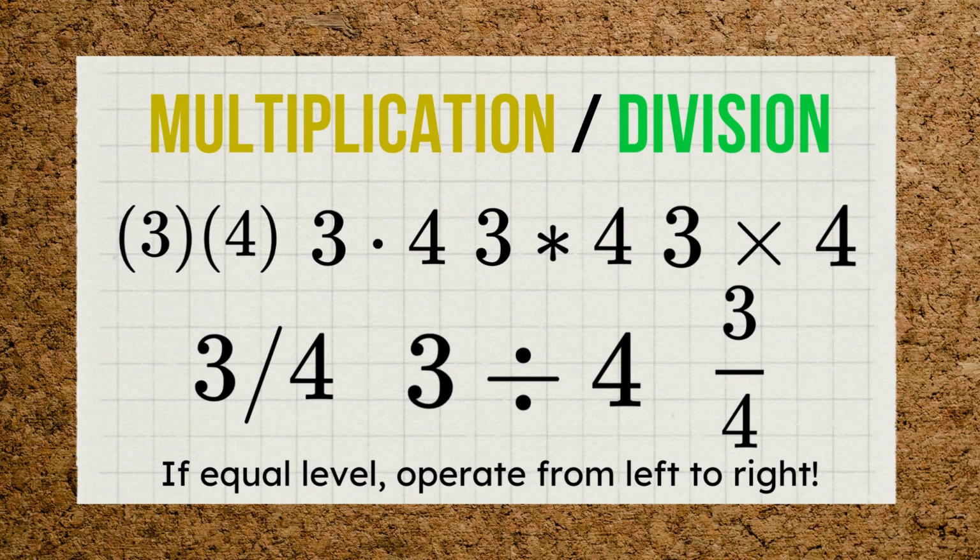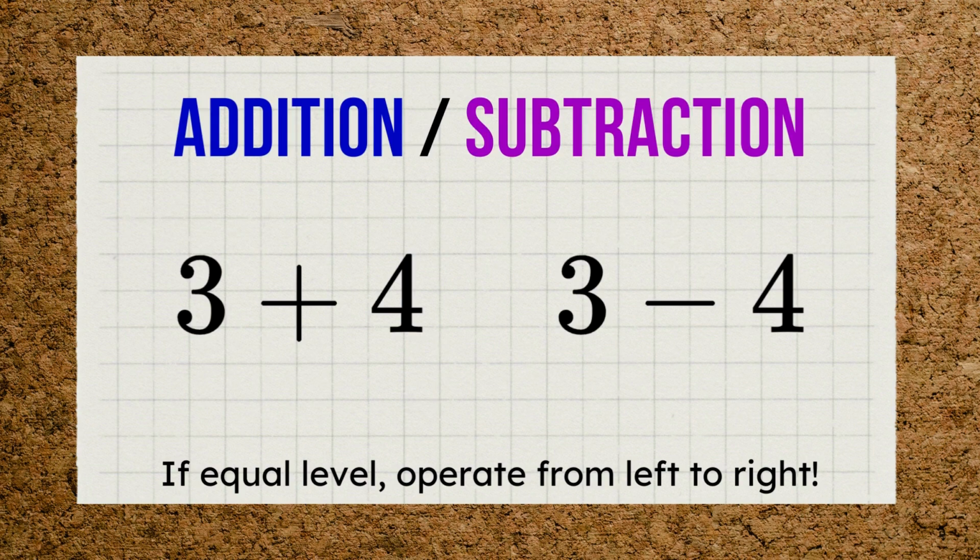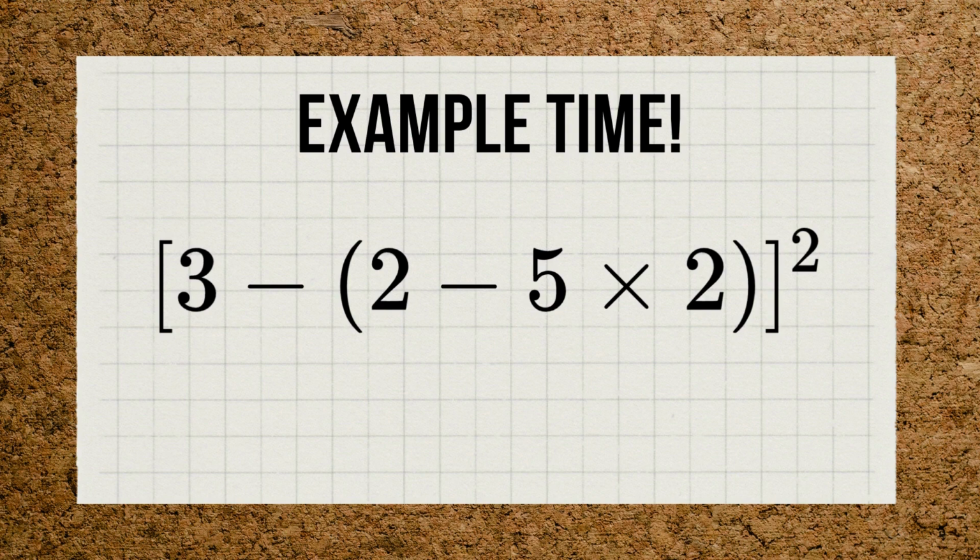Now for the easiest part, you need to add and subtract last. So you evaluate them from left to right if you see multiple plus or minus signs. But your goal is to basically remove all of the multiply, divide, exponent, stuff like that, and leave just plus and minus in the end. Now it's time for examples.